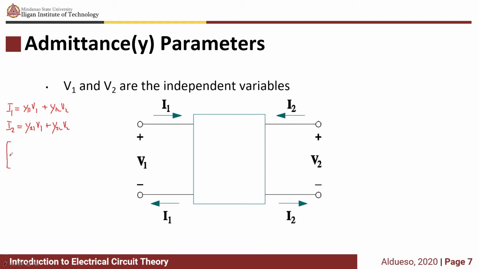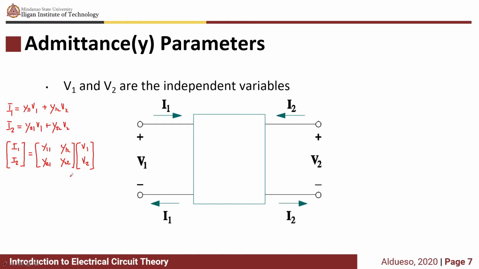Expressing this in matrix form, we have I1, I2, we have the y parameters y11, y12, y21, and y22 times v1 and v2.